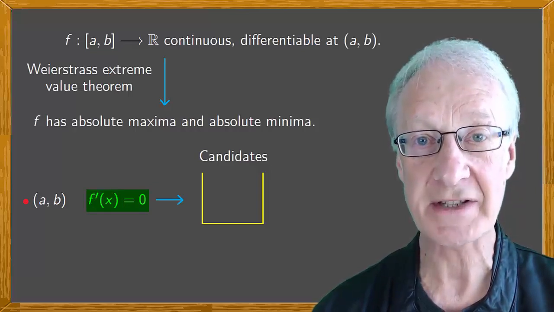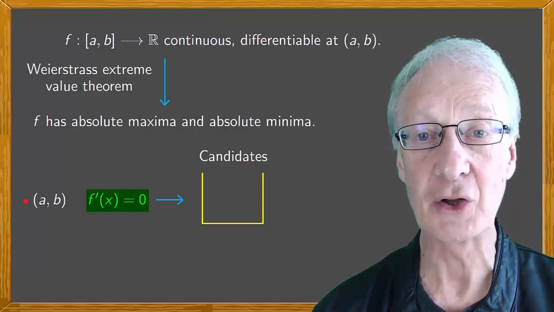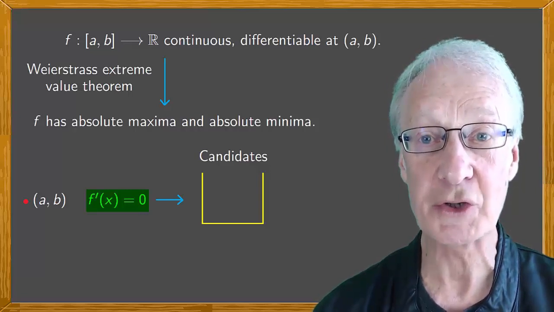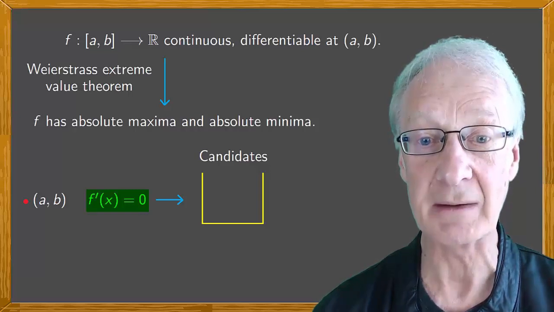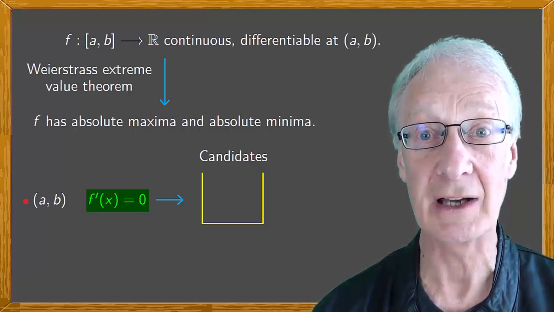So we obtain a set that contains all the candidates for absolute extremes of the function that belong to the interior of the interval. Possibly some of them won't turn out to be absolute or even relative extremes, but that's fine. They won't affect the eventual outcome.